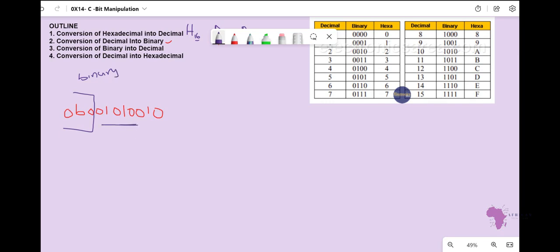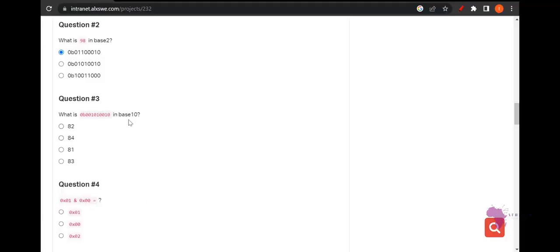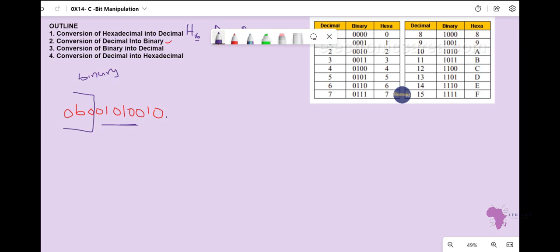And what have you been asked? You have been asked to calculate it in base 10, meaning decimal. This is base 2, and you have been told to calculate the value to base 10. How can we do that? We check that this one is in position 0, this one is position 1, position 2, position 3, position 4, position 5, position 6, and then this one is position 7.